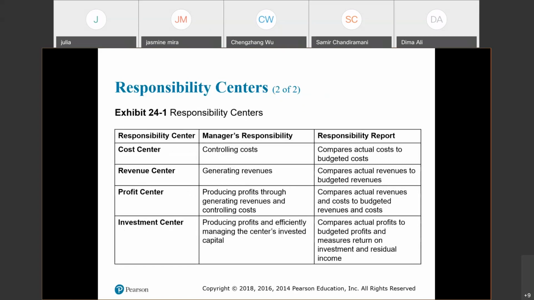So this is a slide that summarizes the types of responsibility centers, as well as the manager's responsibilities and the responsibility reports.